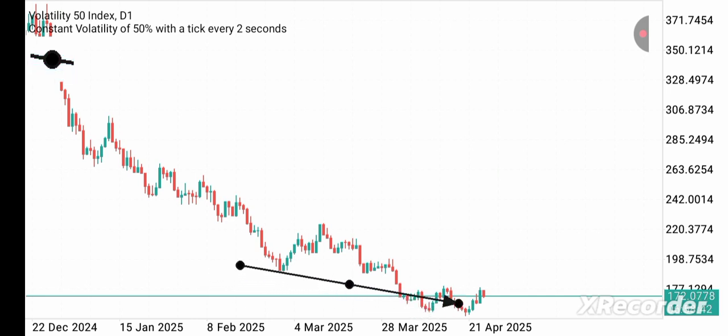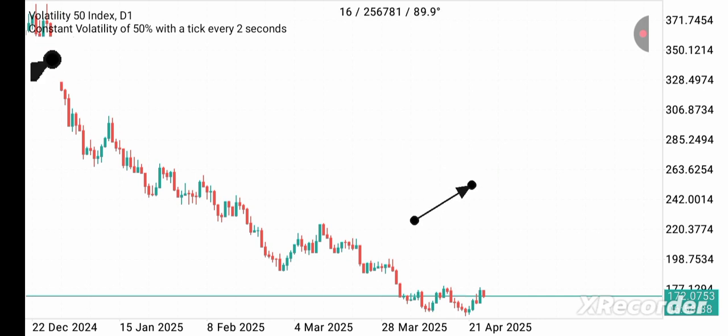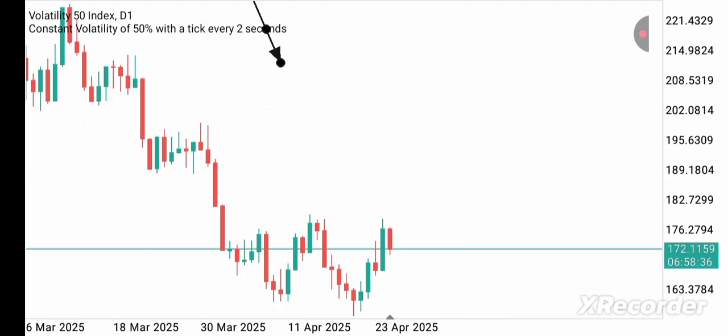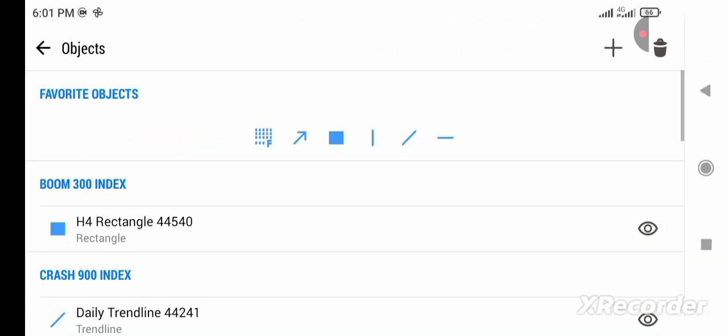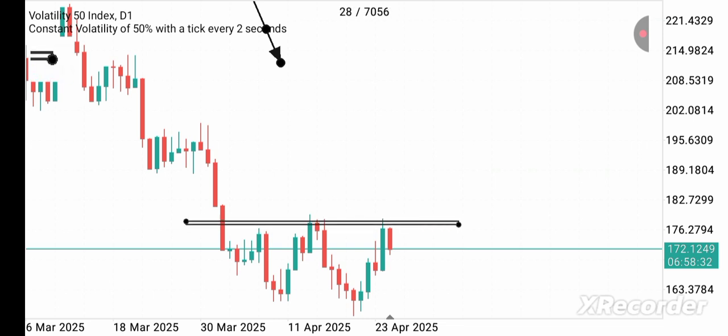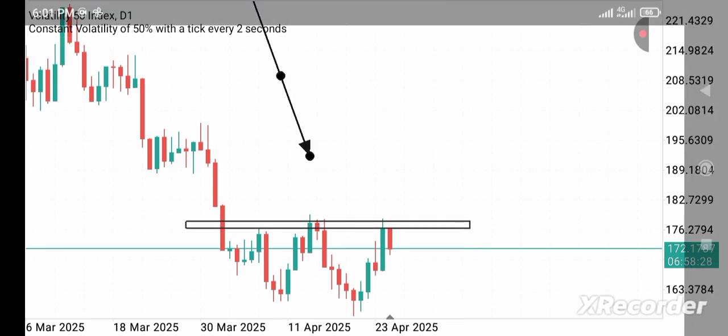So you can see now the market bought back to this zone. What we have noticed on this particular zone is that the market is always trying to buy above it, but it's finding it difficult to actually buy above this zone. You understand? All right, so what do we do?